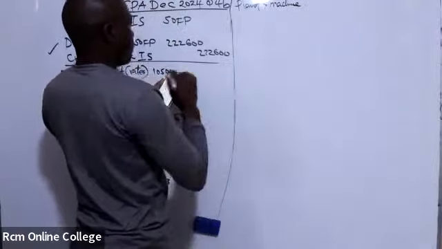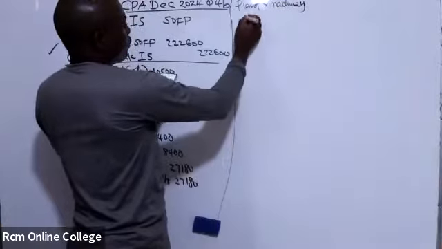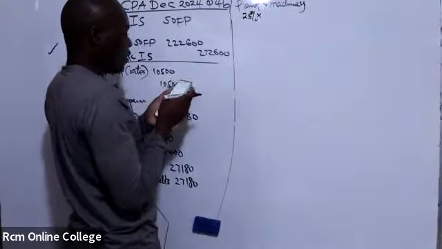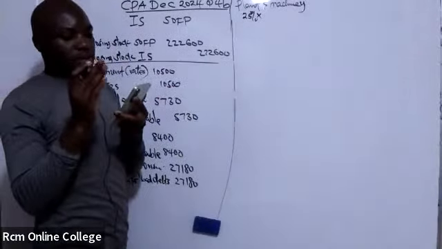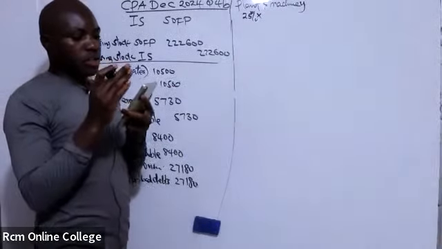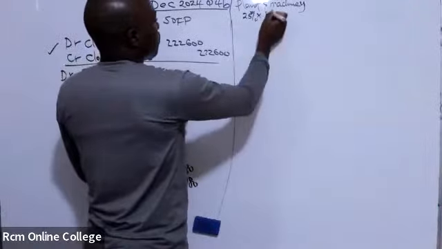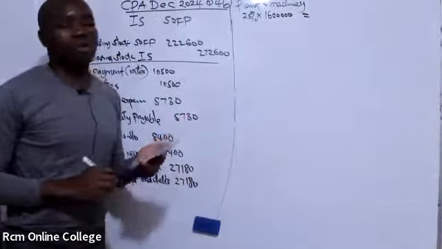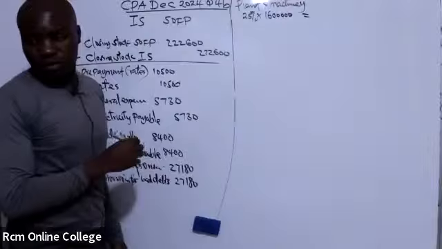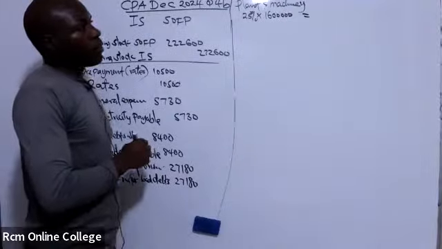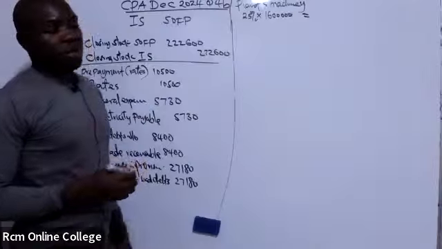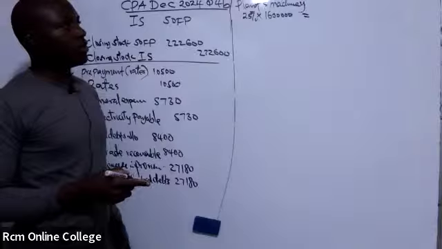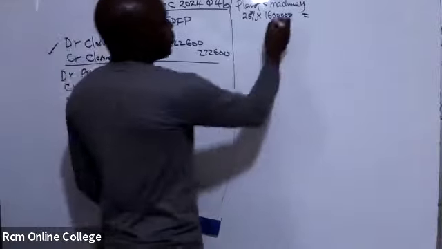Plant and machinery, we have 25% on cost. What is the cost of this plant and machinery? You go to the trial balance. I can see the cost of plant and machinery, 1,600,000. So please give me the depreciation of our plant and machinery: 400,000. 25% of 1,600,000 is 400,000.